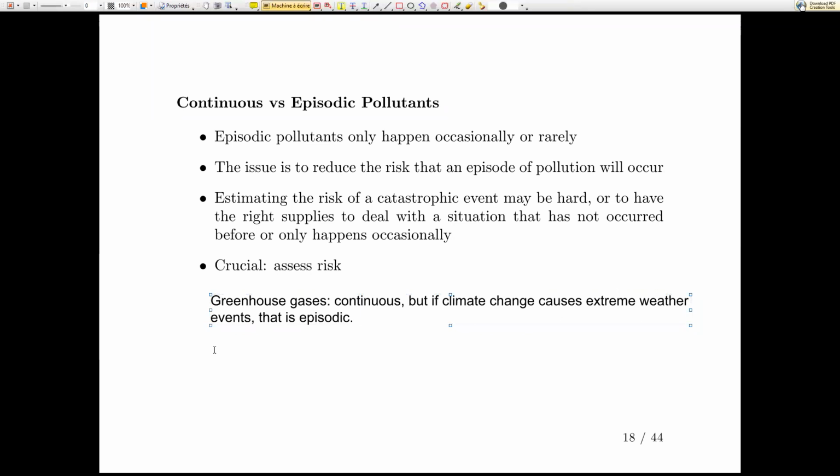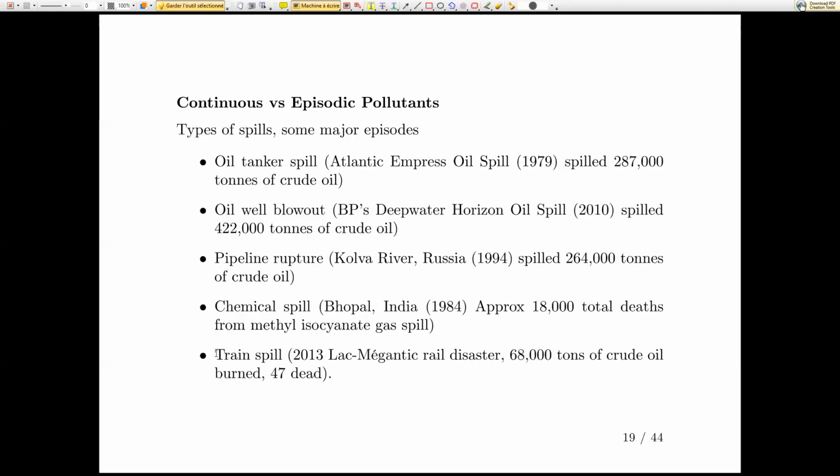But what I had in mind is more oil spills or things like that, right? Maybe it happened too long ago, so I may be old enough to have witnessed some of them, but maybe not you. Yeah, so major events. Just oil spills, oil tanker spills. One was in 1979. I wasn't alive. It spilled 280,000 tons of crude oil.